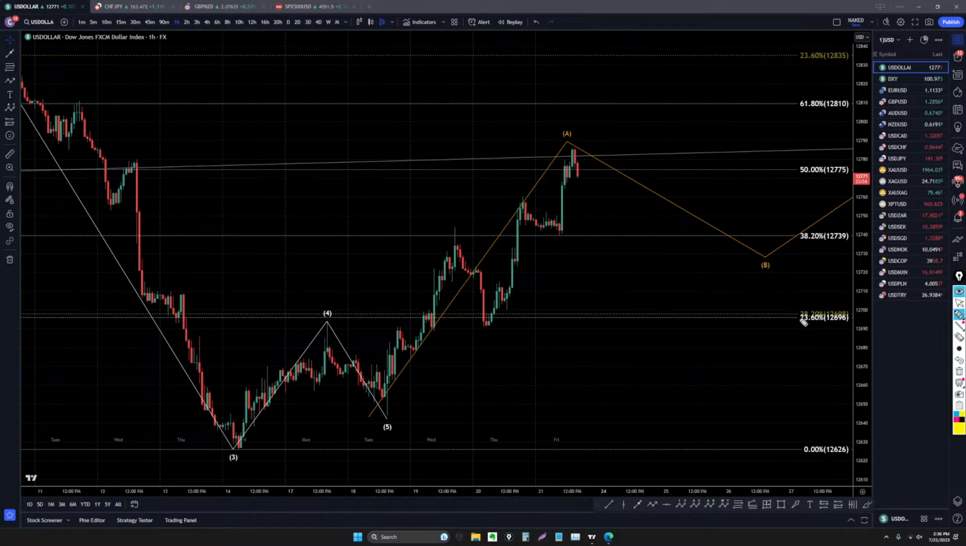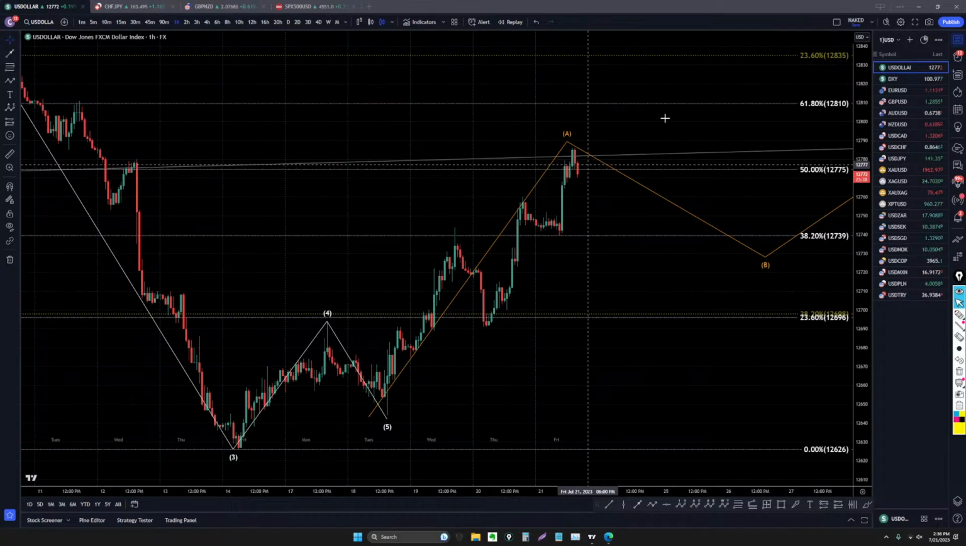So I'm still expecting that this is going to be a correction on the higher time frames. I think that this is actually only a wave A. So let's keep that in mind. I do think there's a very good likelihood that the US dollar is going to go down probably for the rest of the day, probably right into Monday.